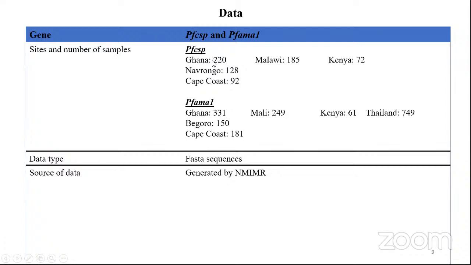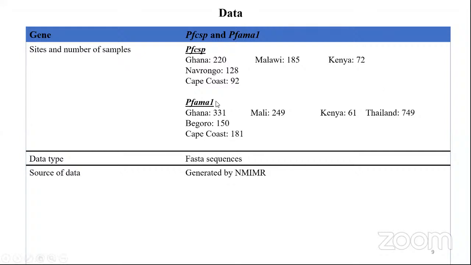So in Ghana, we have 220 samples. Earlier on, we looked at epidemiological differences. In Navrongo, we had 128 samples. In Cape Coast, we had 92. And we want to include Malawi and Kenya for PfCSP because these two countries are also undergoing phase 4 RTS,S clinical trials. So we want to see if we are going to get the same results in these two countries.